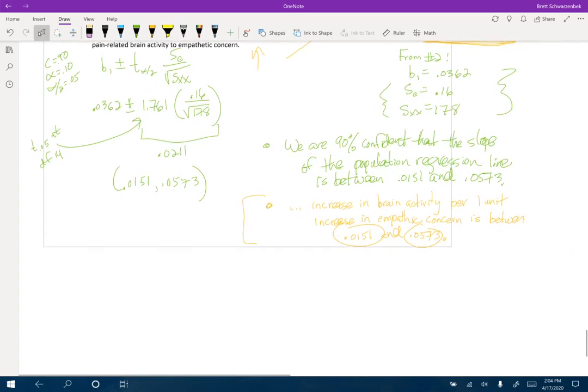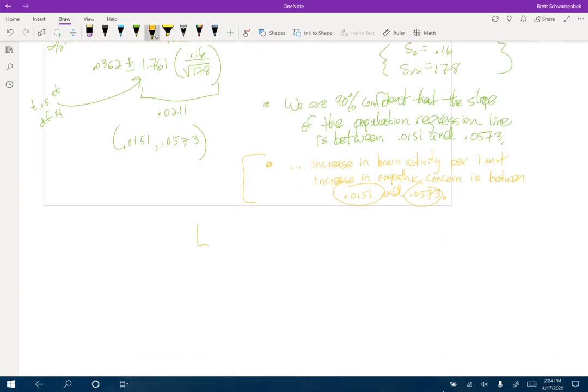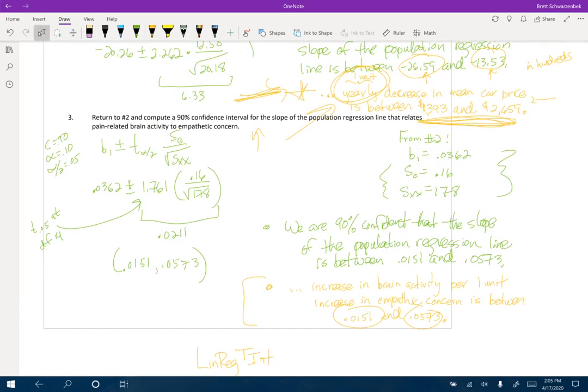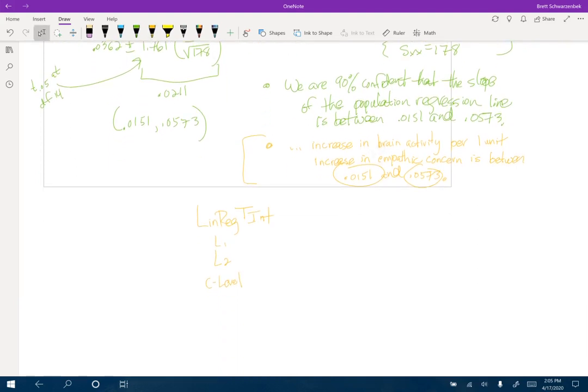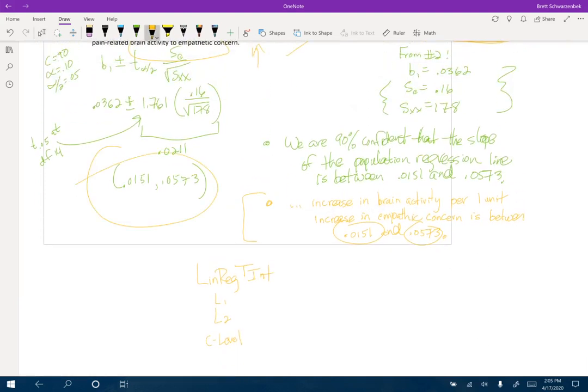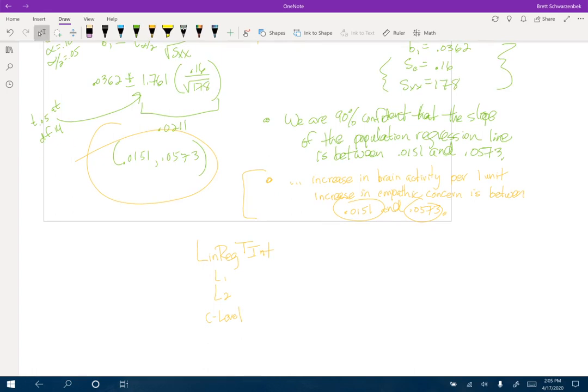Okay, and the last thing, remember, if you go into your calculator, go into your STAT TESTS, you will see that you have LinRegTInt as your interval finder. When you click on that, you can use your lists, L1 and L2. You can use your confidence level, right? I believe right now you actually have the brain activity, empathetic concern data in there, so why not give it a shot? See if you end up with a similar interval to that, and go from there, and you'll be able to do your calculations.